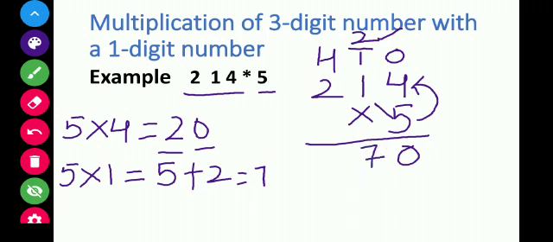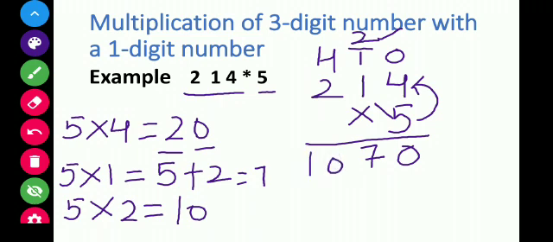Now after the tens place digit, we will move to the hundreds one. You have to read the table of 5 now with the digit at hundreds place, which is 2. 5 twos are 10. Now this is our answer, children, 1070.